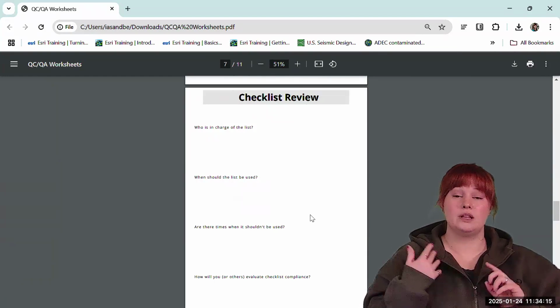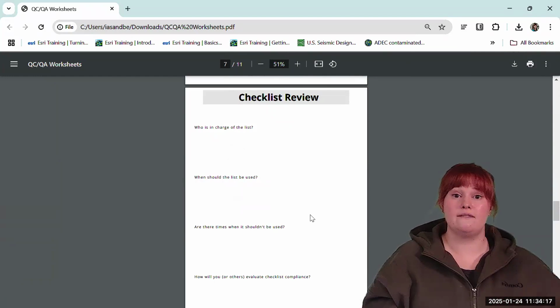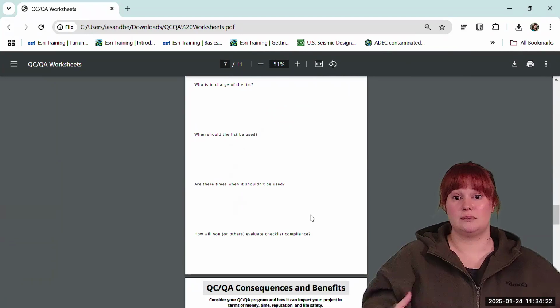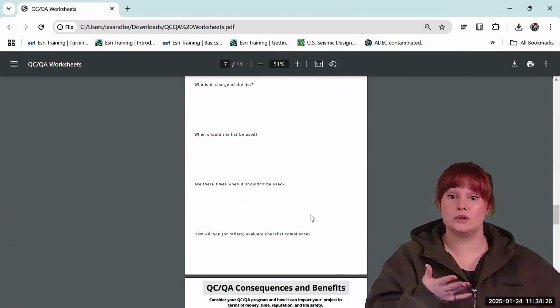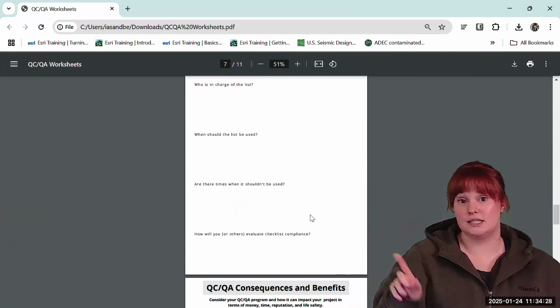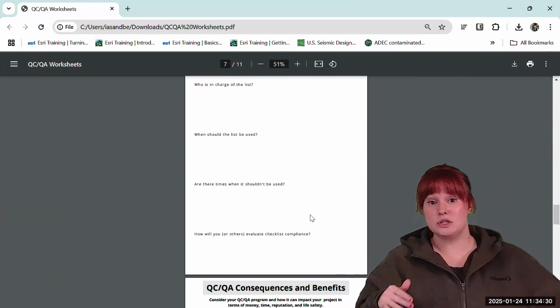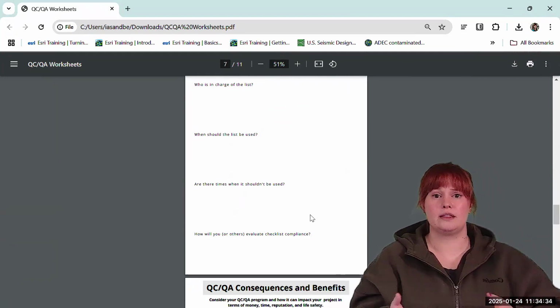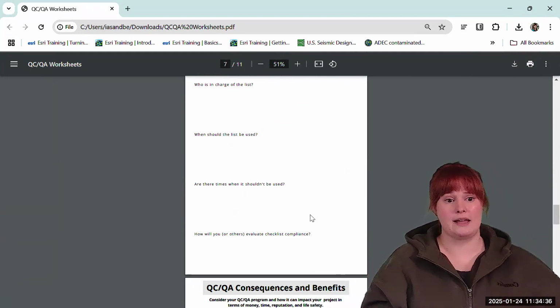And then the last piece is, again, how are you going to evaluate compliance with using this checklist? Are you going to do some random audits? Is it going to be maybe at the end of a project closeout where somebody else checks to see that this has been filled out? What kinds of ideas can you come up with that are going to be helpful in terms of that?